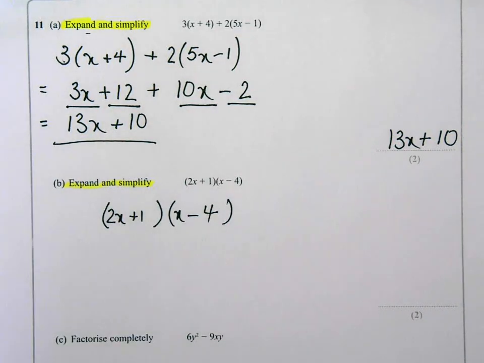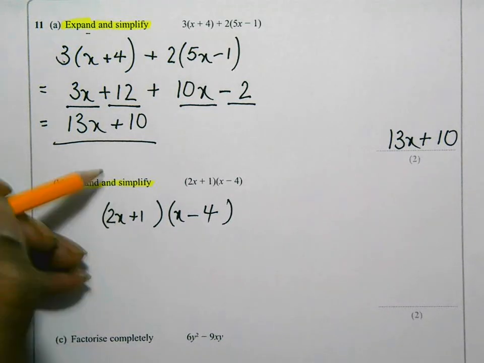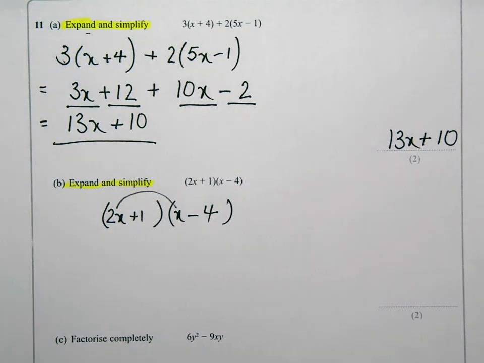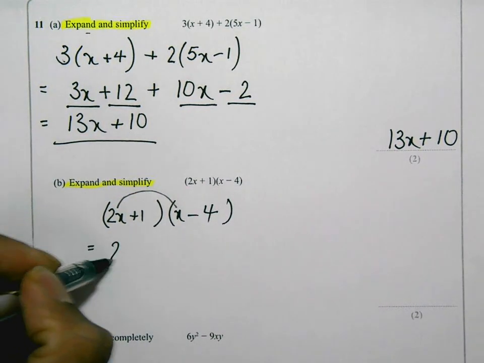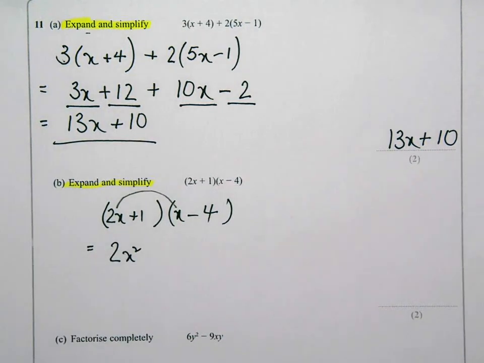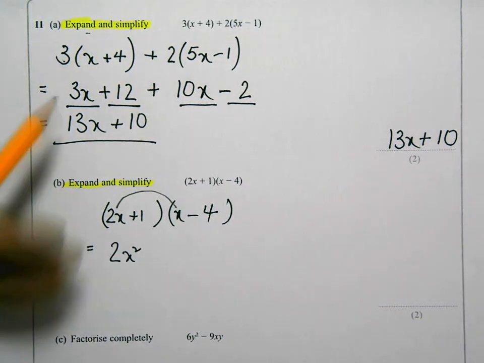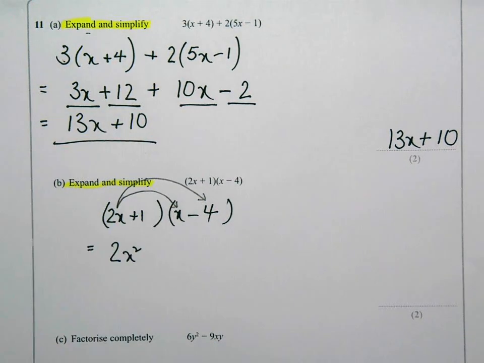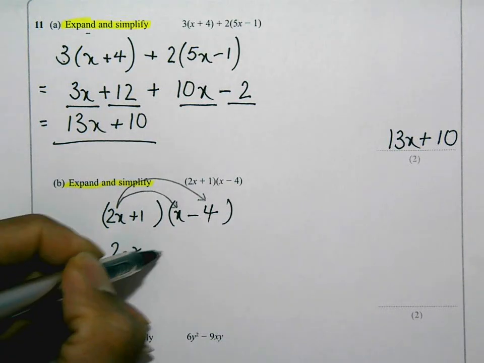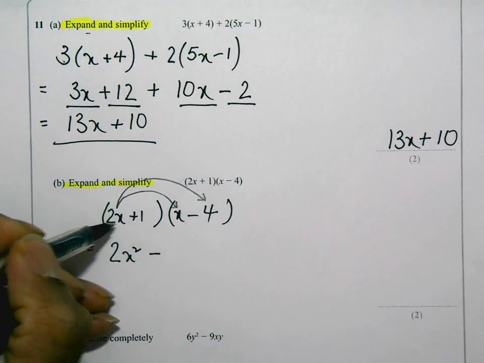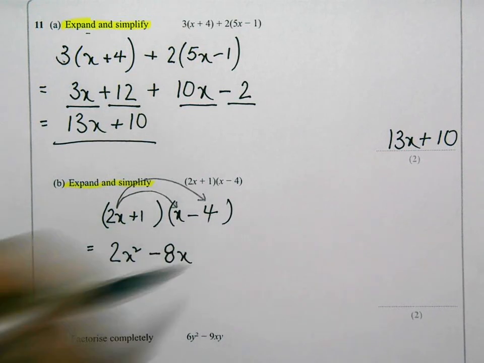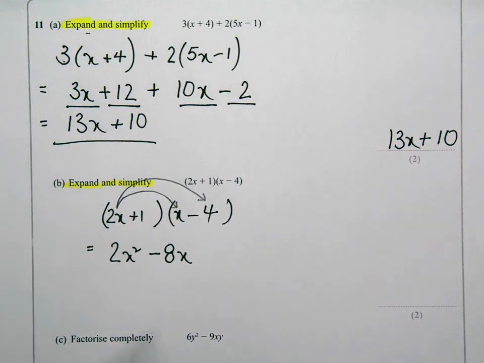And the way I'm going to do this is I'm going to do 2x times x. 2x times x is going to give me 2x squared. I'm then going to do 2x times minus 4. Now, 2 times 4 is 8. 2 times minus 4 is minus 8. So that means 2x times minus 4 is going to be minus 8x. Right, think about what I just said and how I did it. Make sure you're okay with that. You should be able to get that next bit.